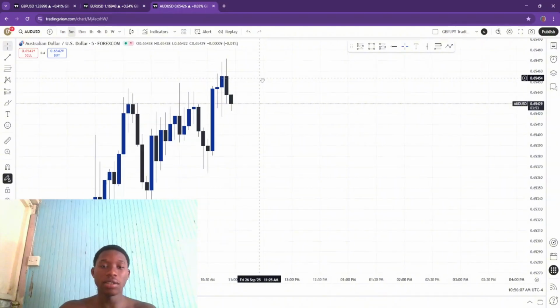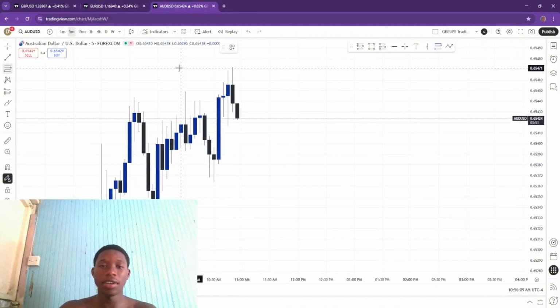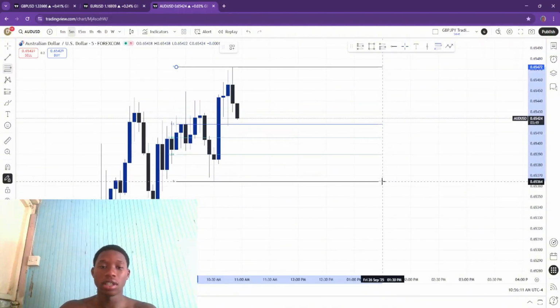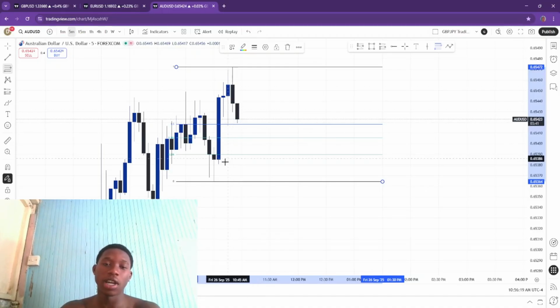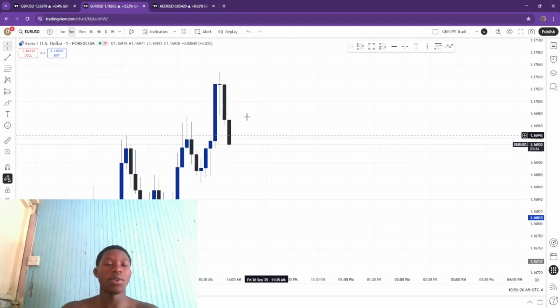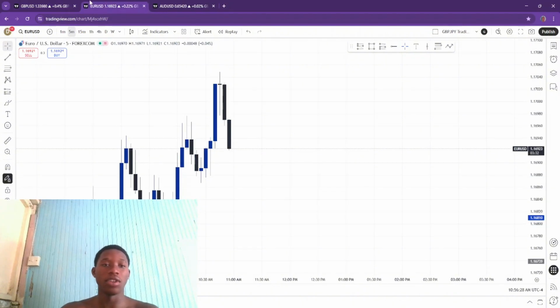AUD USD, we see the same thing. Swing high, swing low. We see a FVG gap, but price filled the FVG gap before it formed the swing high. So we're not going to take that trade. That trade will likely lose. So that's how the market is looking this morning.